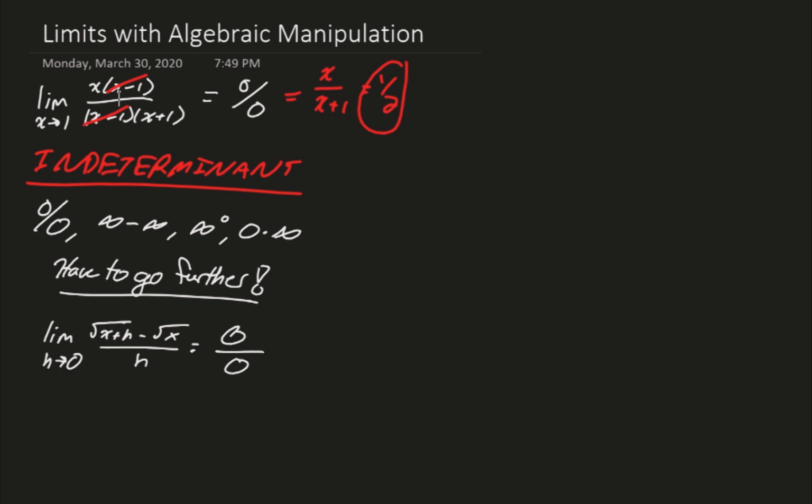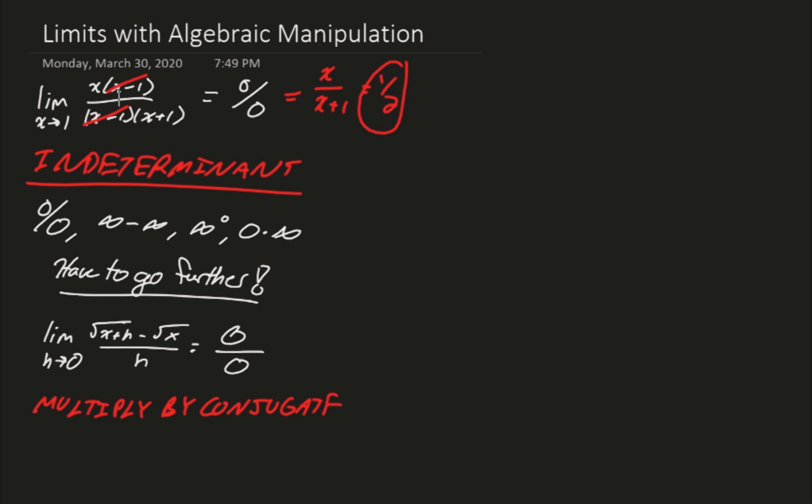And that is called multiplying by the conjugate. That is a very important form of algebraic manipulation. So, multiplying by the conjugate. I still can't write. Alright, so multiply by what they call the conjugate.